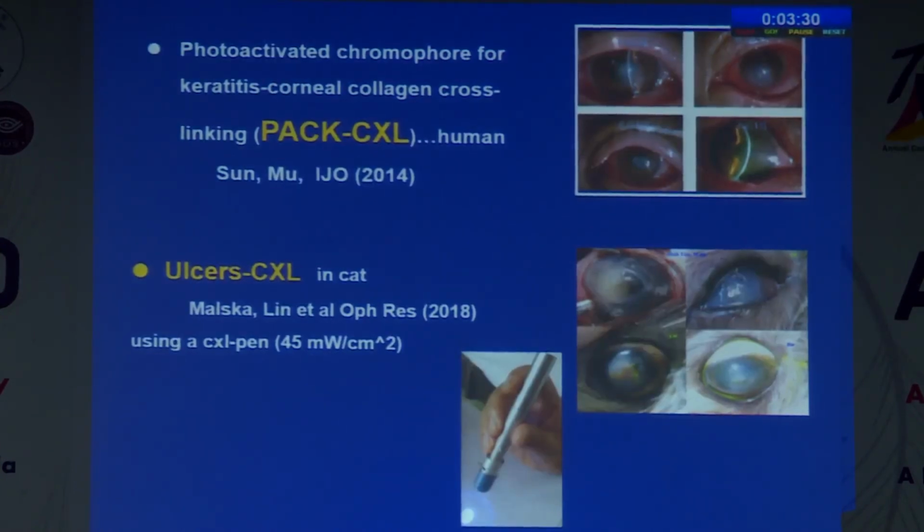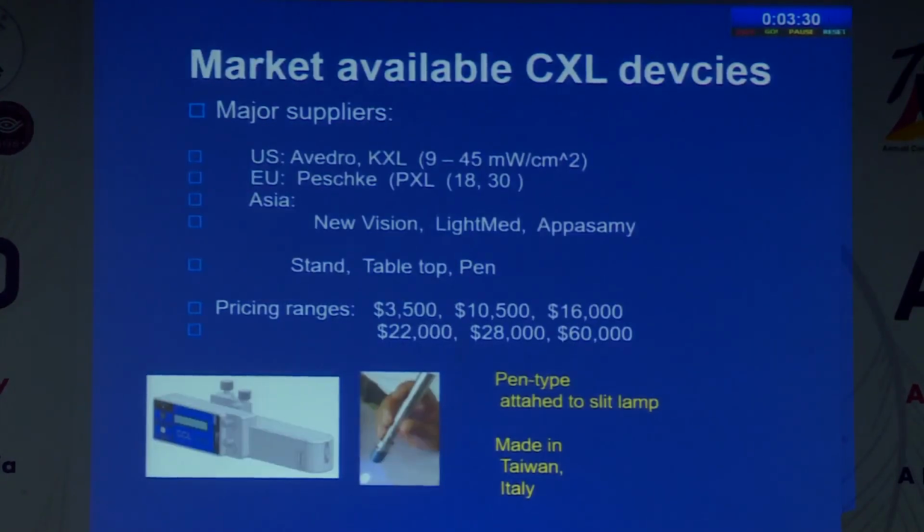This one I show you 2 examples. One is for the human, it's called PACK for keratoconus, and the second one is a design we also use for animals. This is human data and that's animal. Right now, I summarize the USA, European, and Asian makers of the devices, and the pricing could be anywhere between 3,000 to 60,000. And there are 2 pen-type devices, one in Taiwan and one in Italy, and they think this could be attached to the slit lamp for future needs.